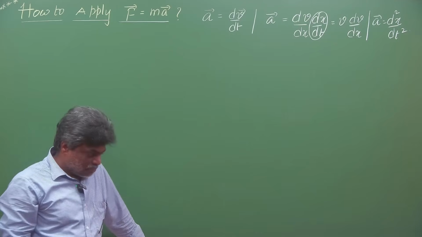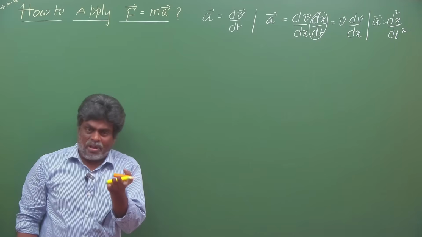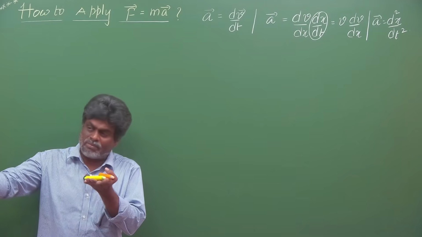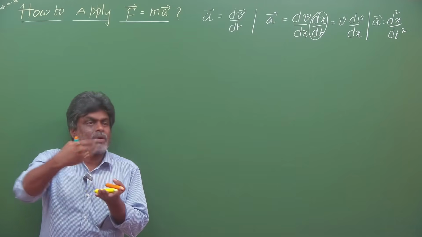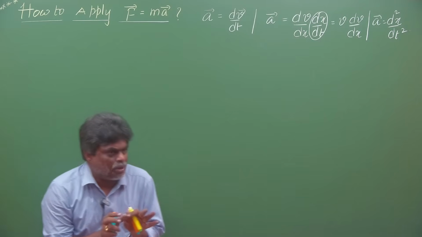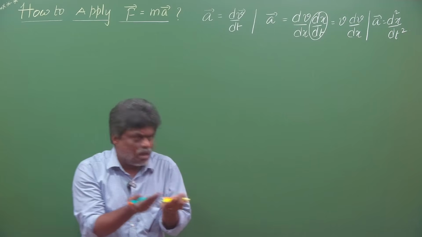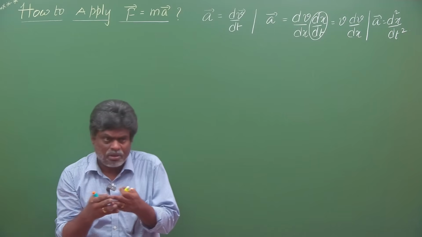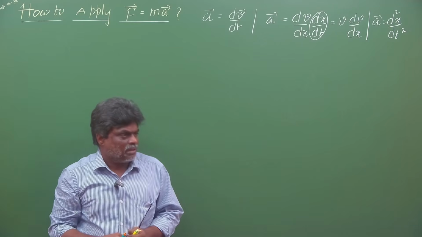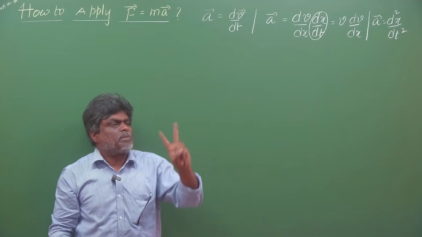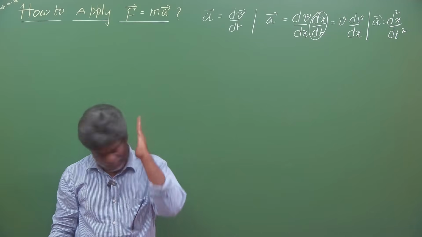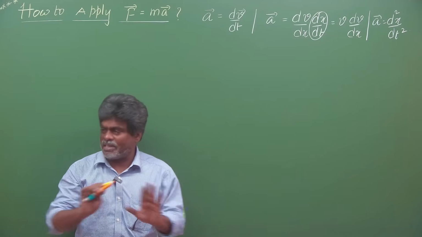Listen. If this is the body of mass m, and some force is applied on it, and you are studying the dynamics of this body, what is the meaning of studying the dynamics of the body? You are finding how the velocity is changing with respect to time, and how the displacement is changing with respect to time. Almost all problems, you have to find two things: one is v of t, another is x of t. In any problem, these are the two things you have to find.